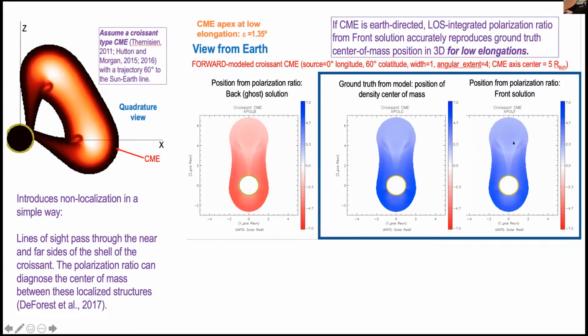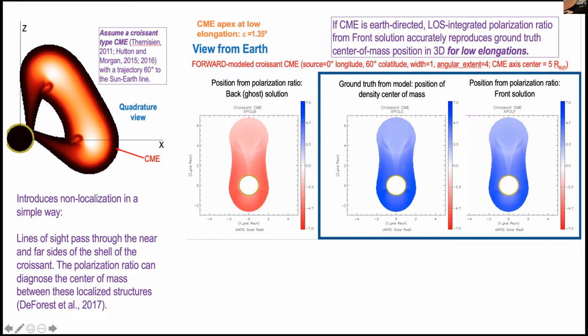And then there are the two solutions, the front solution and the back solution. We forward synthesize polarized brightness and total brightness, like PUNCH can get, and we take their ratio and use that to get our angle and our positions in 3D space, and compare to the ground truth. Again, what we're comparing is the center of mass of the material along the line of sight.